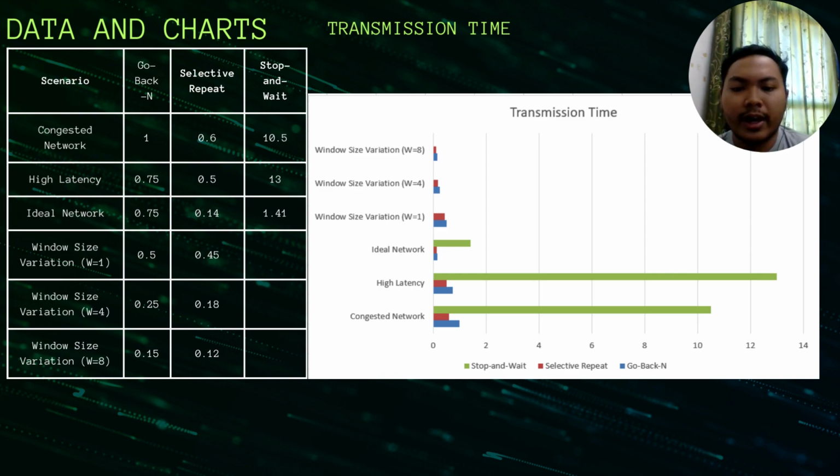For the transmission time, in an ideal network the transmission is most efficient, while high latency and congestion lead to increased transmission times. The stop and wait protocol shows the highest latency, illustrating the inefficiency in congested networks. Selective repeat performs better than Go-Back-N in high latency, especially with larger window sizes. This indicates the critical role of window size in enhancing throughput and reducing delays in different network conditions.